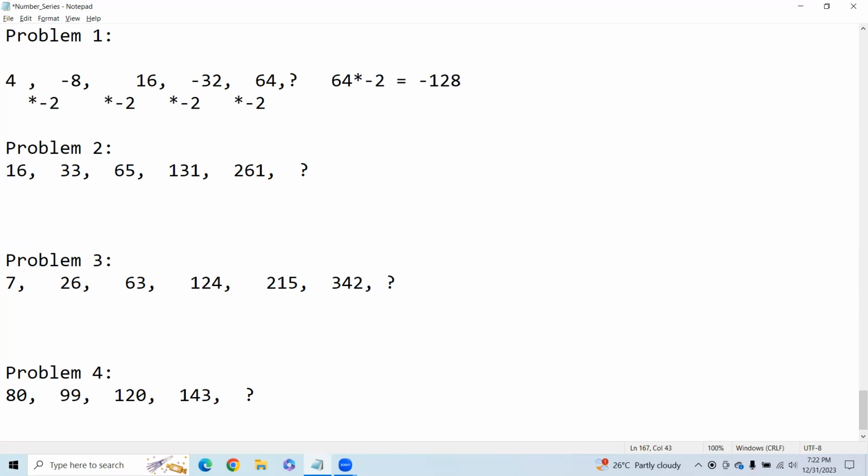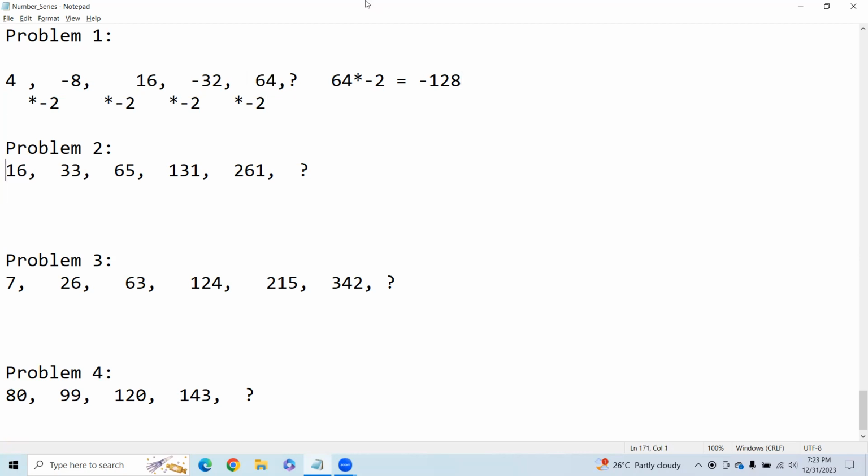So what we have seen here is that it is not required that the number you identify as a pattern in multiplication is a natural number like 1, 2. It can be an integer, it can be a negative number, like minus 2. 4 into minus 2 is minus 8, then 16. 16 into minus 2 is minus 32. Minus 32 into minus 2 is 64. 64 into minus 2 is minus 128.